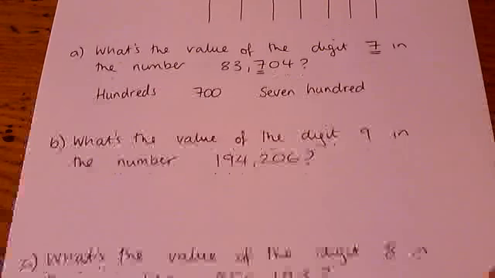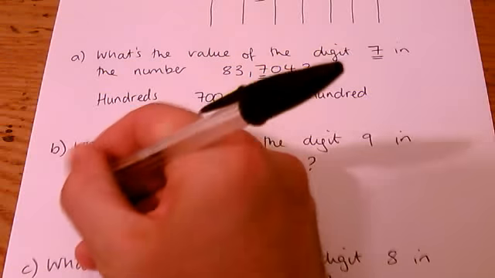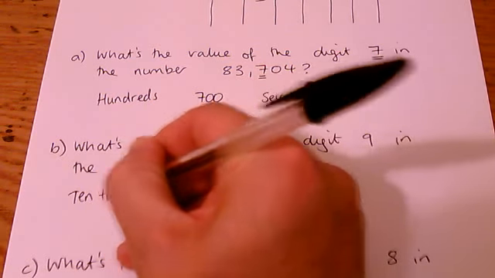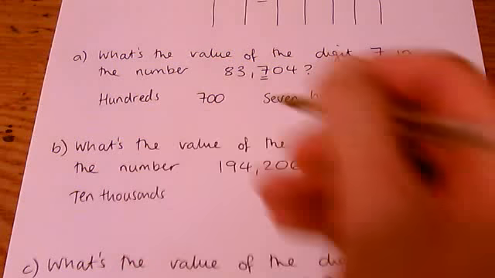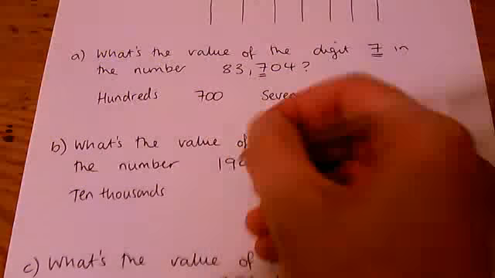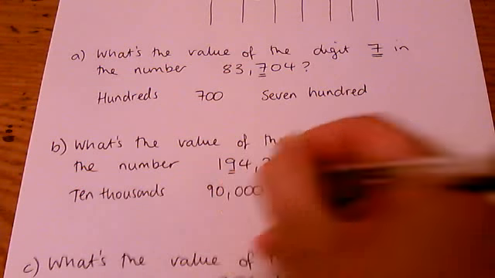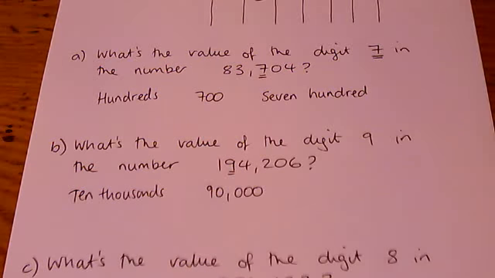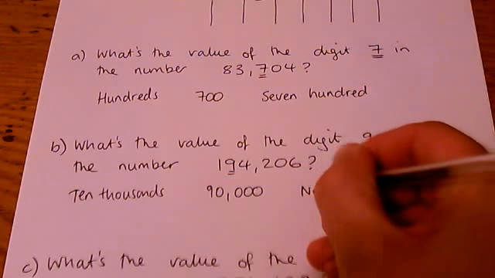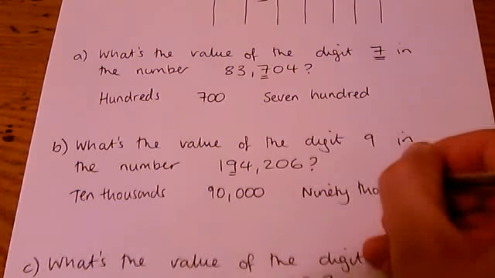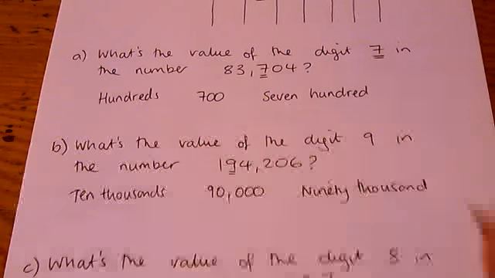So again, you could write 10,000s. You could write the fact that because there's 9 in that column, it's 90,000. Or you could write it in words, ninety thousand. It really is down to you.